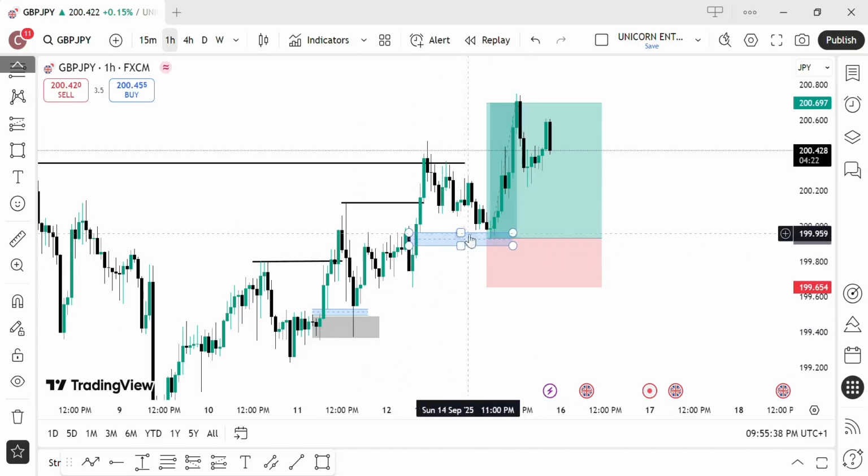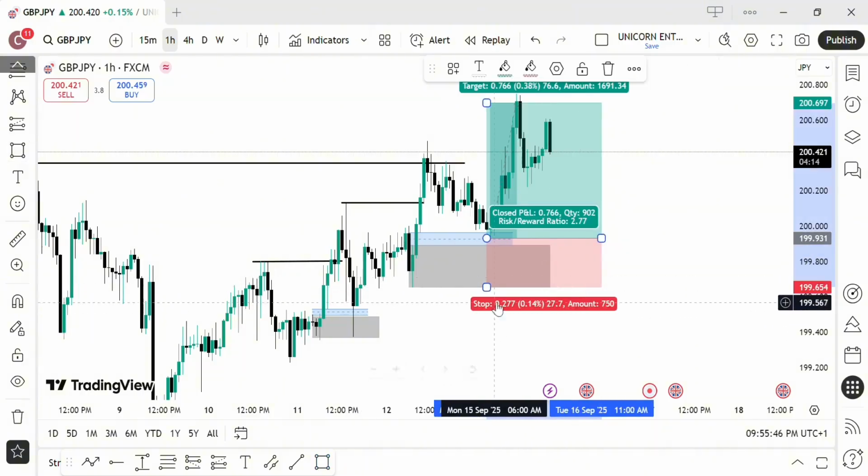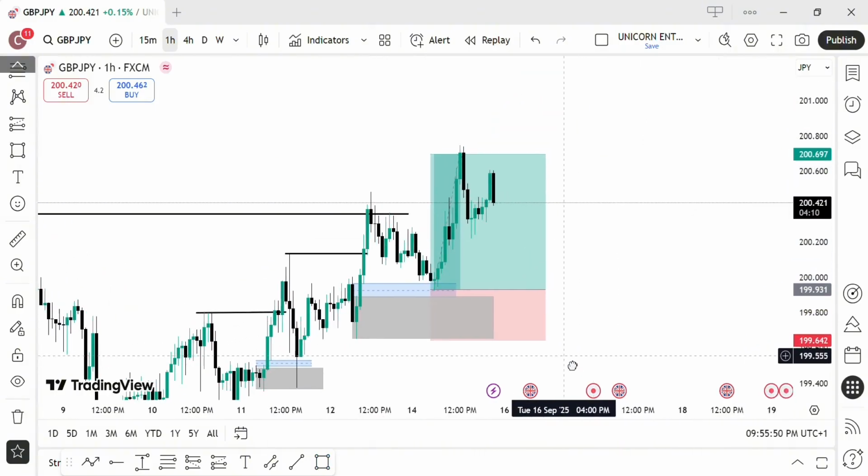So this is a fair value gap with another block. This is another block here. Putting your stop loss just a little below the other block is the right place to put your stop loss. That is it for it.